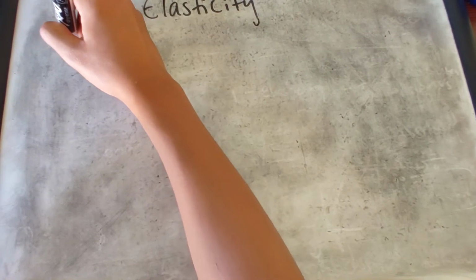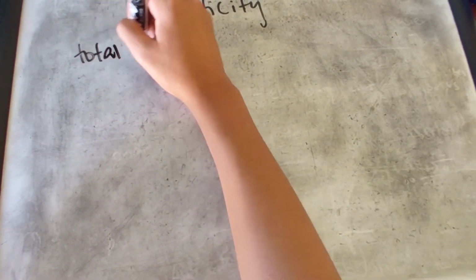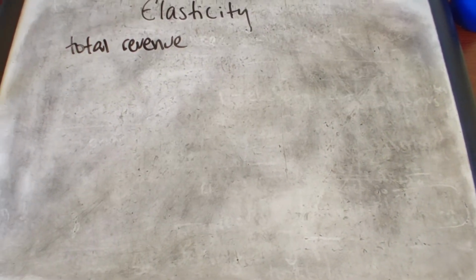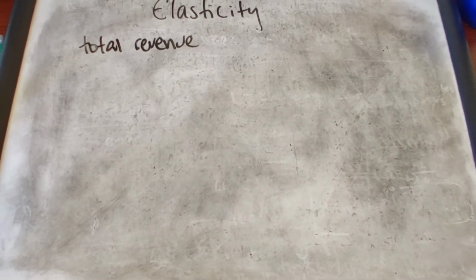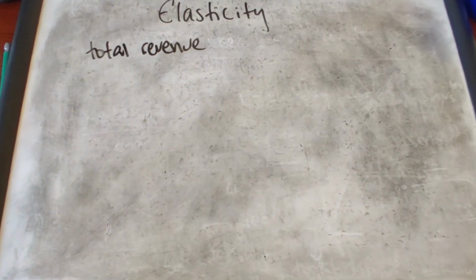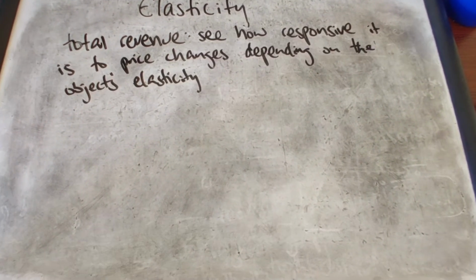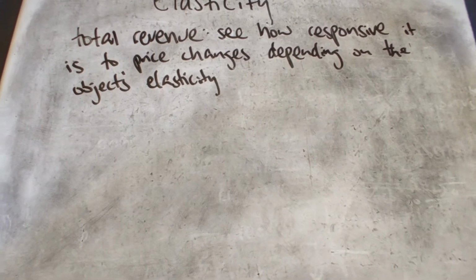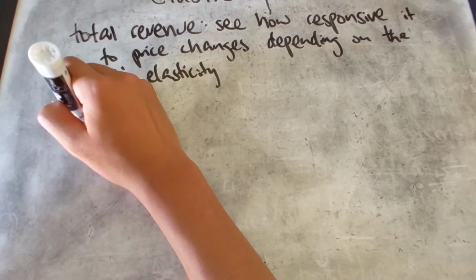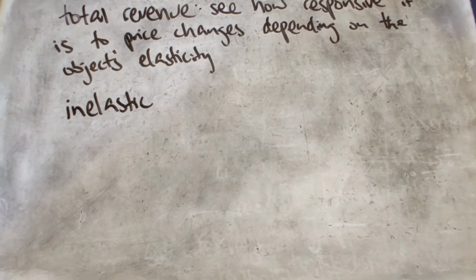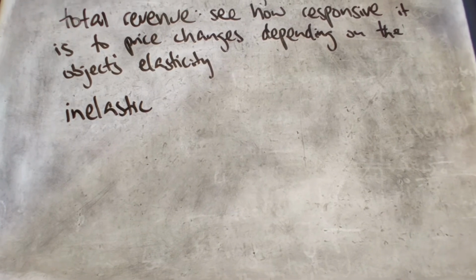Now I'm also going to talk about total revenue and how total revenue plays in this picture. This is the amount of profit you get from this type of stuff. And what we do with total revenue in terms of economics is to see how it responds to price changes for a certain object depending on its elasticity. So let's give two scenarios. Let's say that the elasticity is inelastic. This is when the price doesn't affect the quantity demanded or supplied.